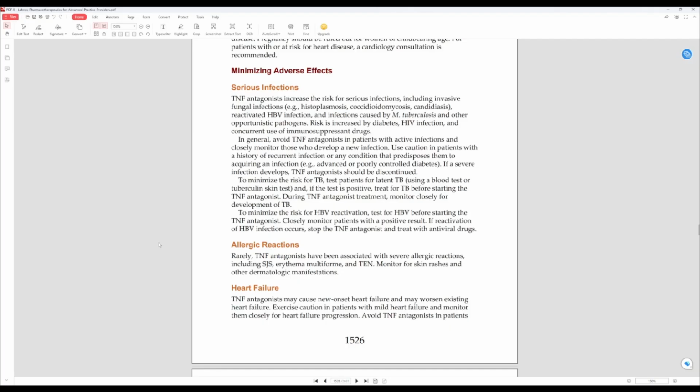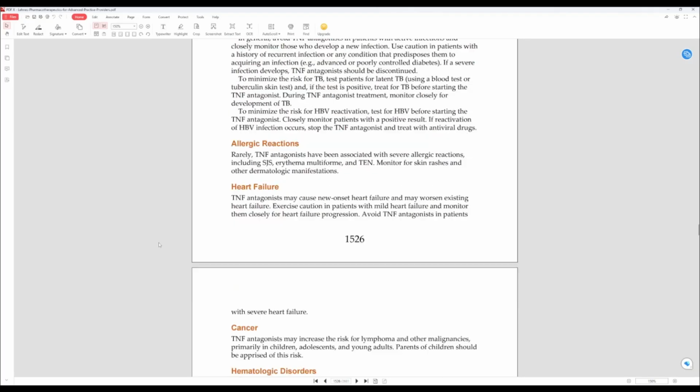To minimize the risk for TB, test patients for latent TB, and if the test is positive, treat for TB before starting TNF antagonists. During TNF antagonist treatment, monitor closely for development of TB. To minimize the risk for HPV reactivation, test for HPV before starting the TNF antagonist. Closely monitor your patient with a positive result. If reactivation of HPV infection does occur, stop the TNF antagonist and treat them with an antiviral drug.